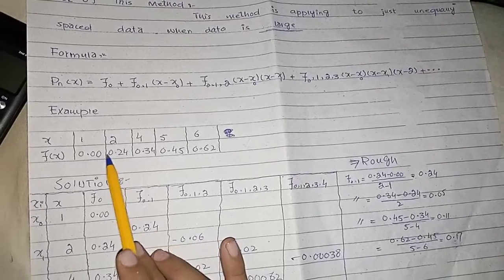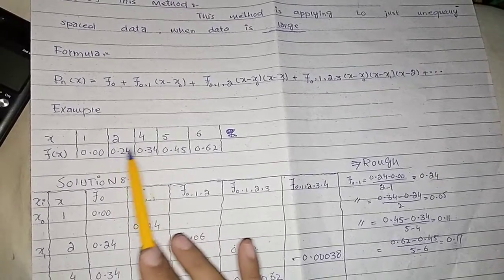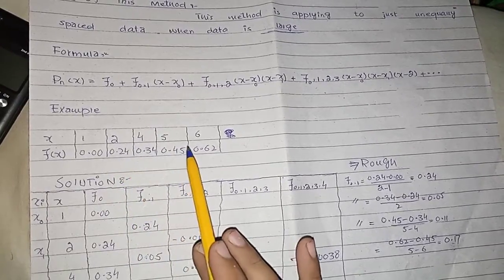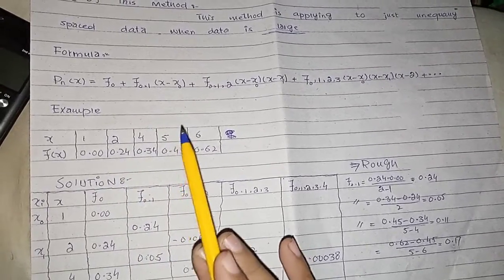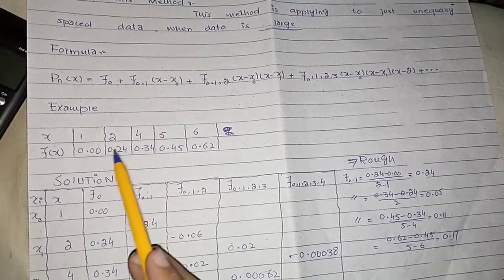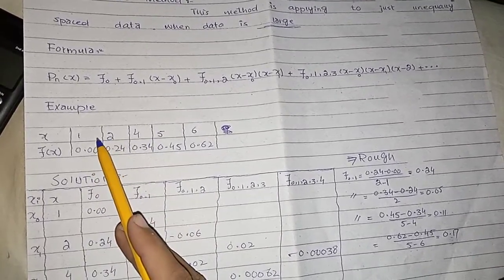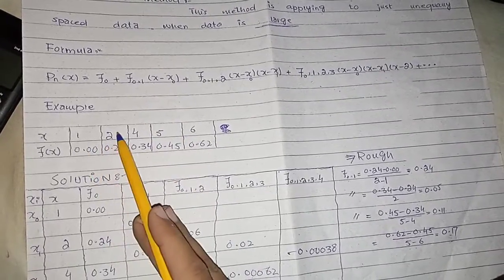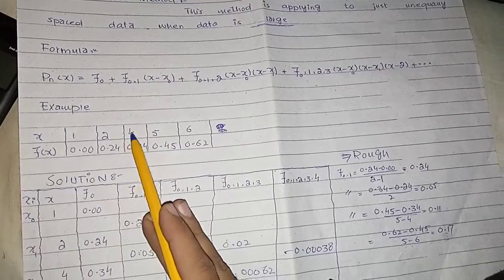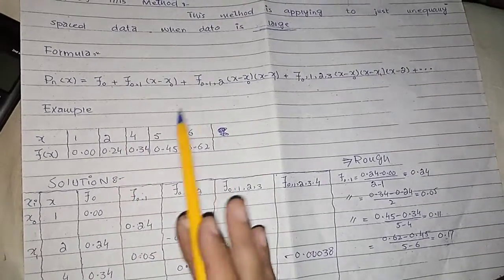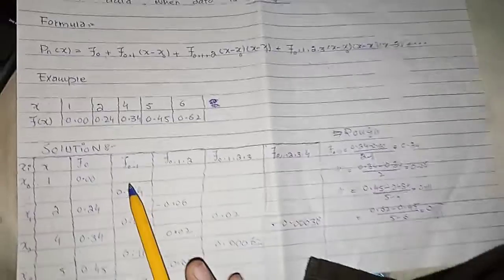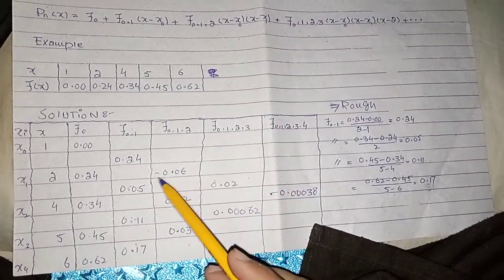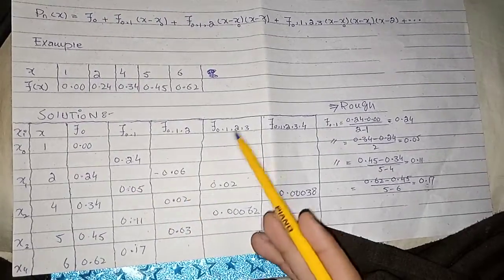All the data which I have written there, I have taken from myself. It is not written from any book or any other source. You can see from here that the difference between these data is not equal. The difference between 2 minus 1 is 1, but 4 minus 2 is a difference of 2, so it is not equally spaced data.